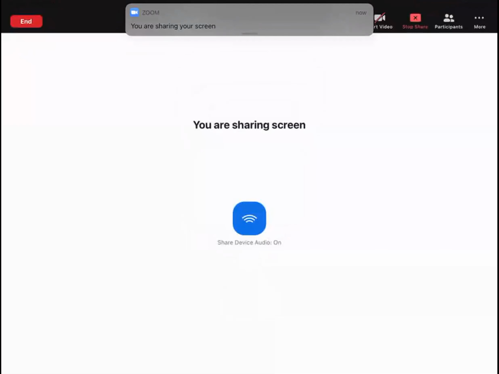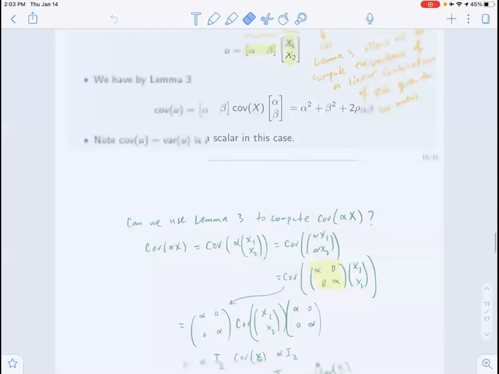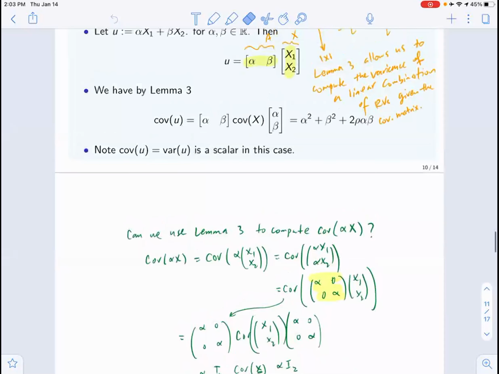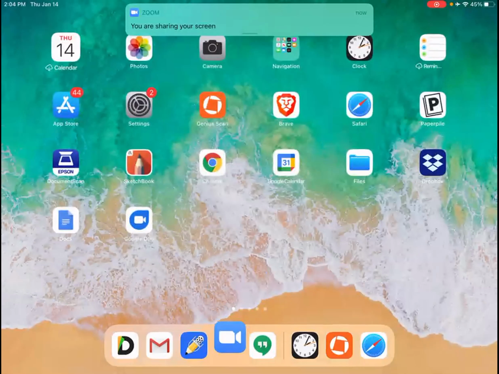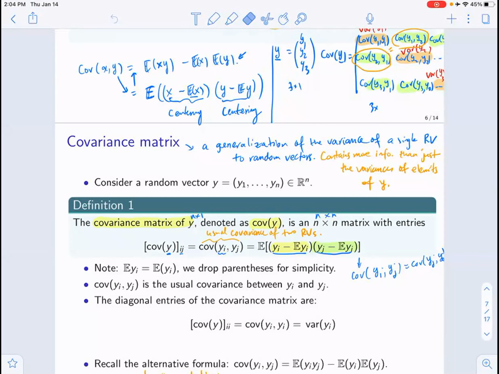Okay, let me share the screen. So we were talking about the covariance matrices. Let me remind you. Oh, sorry. For some reason, it stopped working. Share again. Okay. So you see my screen, right? Yes, we can see it.